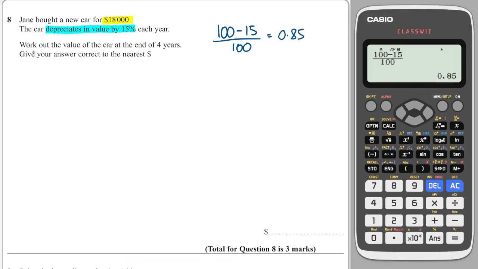Okay, now how am I going to use it? It says work out the value of the car at the end of 4 years. Okay, so 4 years means I need to do that multiplier 4 times. So it will be the amount multiplied by that multiplier 4 times, and to do that I can just do to the power 4. So it's 18,000 times 0.85 to the power of 4. And we get, to the nearest dollar, 9396. Perfect.